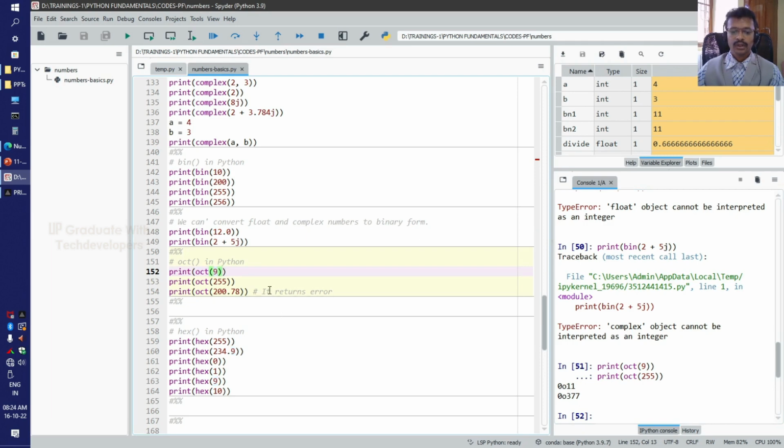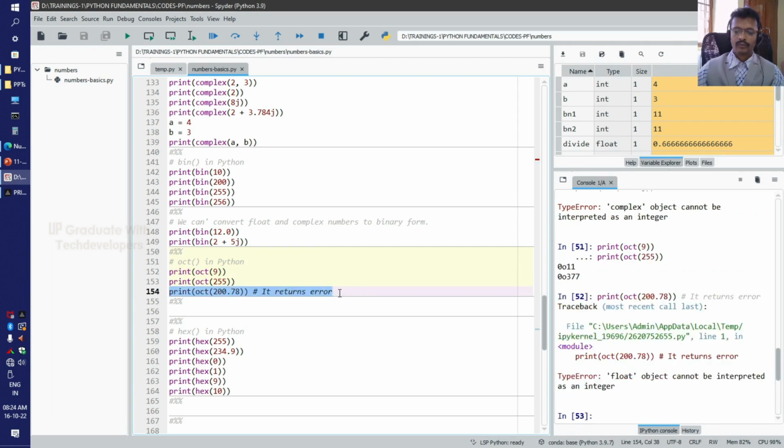If we try to convert a floating point value into an octal number, the interpreter will throw an error. So we got a type error. Float object cannot be interpreted as an integer.